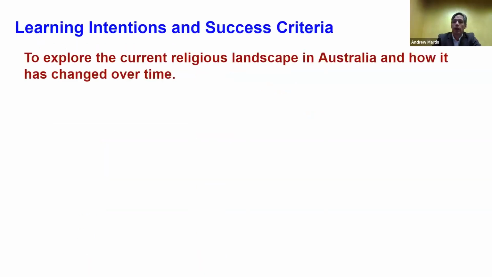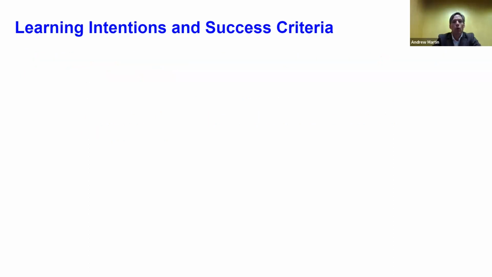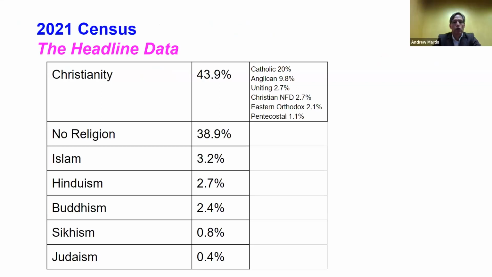So that's getting towards the end of our masterclass now. Let's look at how we've gone. We wanted to explore the current religious landscape in Australia and the way it's changed over time. I think you could do that. You could speak to that. So can you do these things? Can you use census data to outline the percentage of Australians in the major religious traditions and no religion category? Well, if you know this table, then yes, you can.